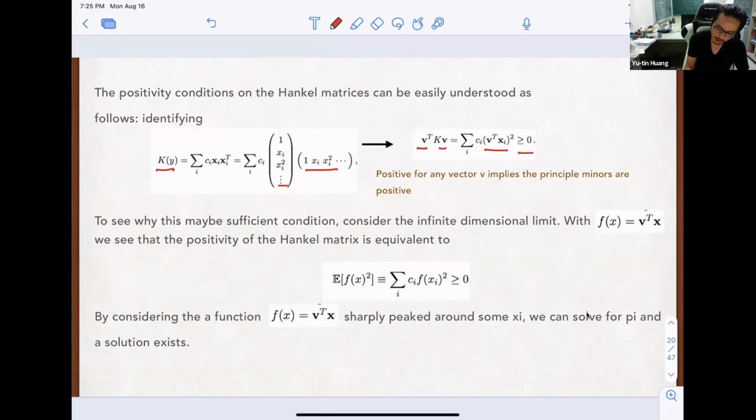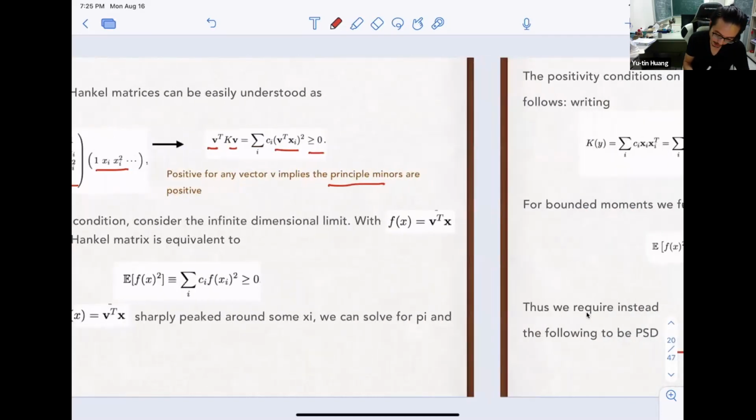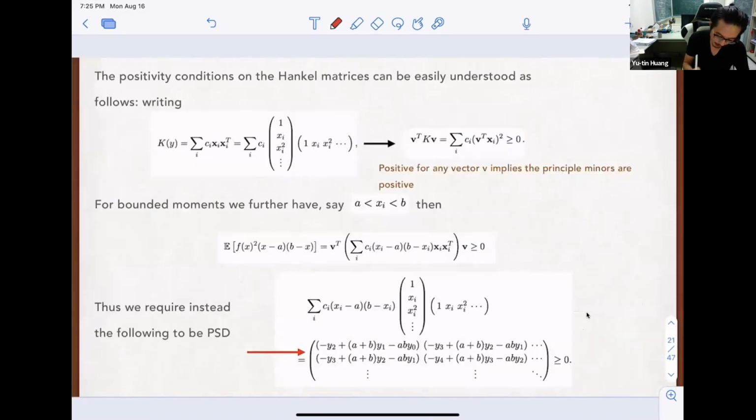So since this is a definite positive quantity, that means that the principal minors of this matrix must be positive. So this is the simplest way that you can derive that the Hankel matrix must be positive. In light of time, I'm going to speed up a little bit, but here I just wanted to do a step-by-step derivation of the boundary.